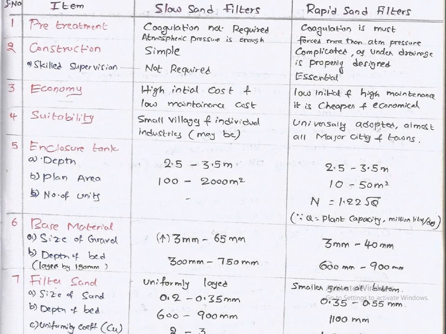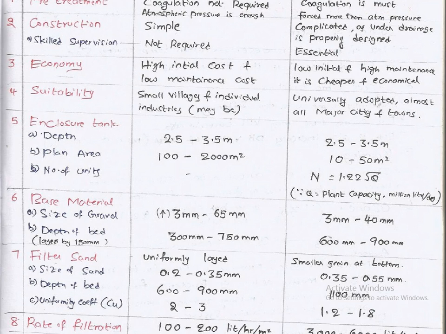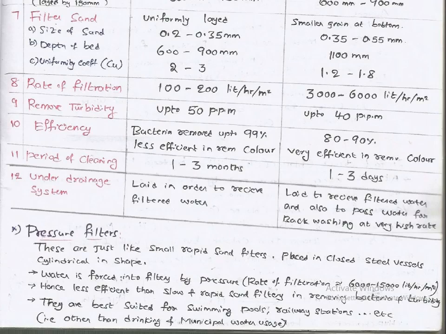Uniformity coefficient Cu is 2 to 3, whereas in rapid sand it is 1.2 to 8. Rate of filtration is 100 to 200 liters per hour per meter square, but in rapid sand filter it's 3000 to 6000 liters per hour per meter square. Removes turbidity up to 50 parts per million, whereas in rapid sand it's 40 parts per million.